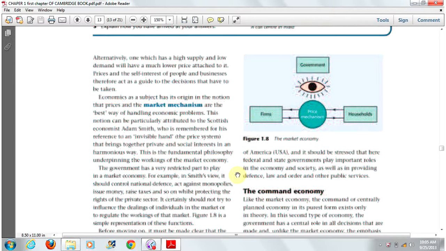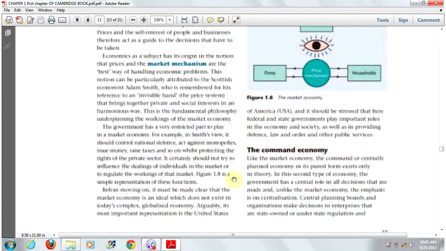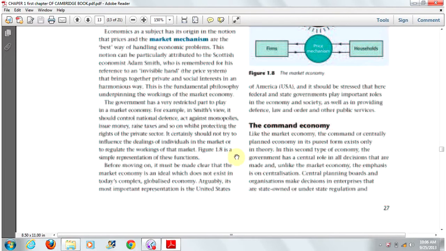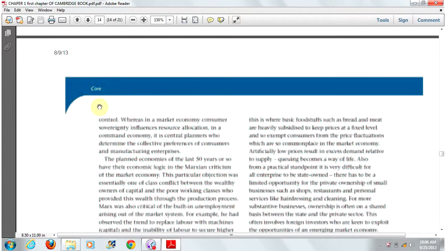The command economy. Like the market economy, the command or centrally planned economy in its purest form exists only in theory. In the second type of economy, the government has a central role in all decisions that are made, and unlike the market economy, the emphasis is on centralization. Central planning boards and organizations make decisions in enterprises that are state-owned and under state regulation and control. Whereas in a market economy consumer sovereignty influences resource allocation, in a command economy it is the central planners who determine the collective preferences of consumers and manufacturing enterprises.